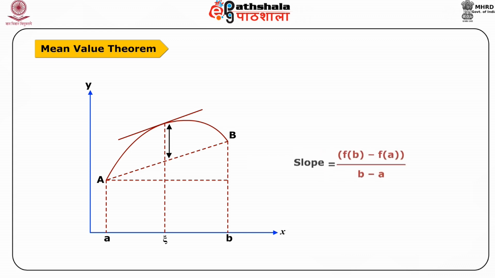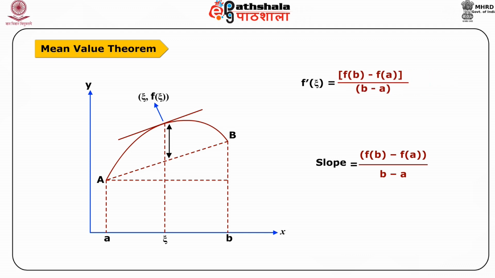Line AB has a slope, so the condition for the tangent line at (epsilon, f(epsilon)) to be parallel to line AB is that, in fact, epsilon can be chosen so that the vertical distance between (epsilon, f(epsilon)) and AB is as large as possible. Thus, the mean value theorem states that if f is continuous in the closed bounded interval [a,b] and differentiable in the open interval (a,b), then there exists at least one interior point epsilon in (a,b) such that the following holds.